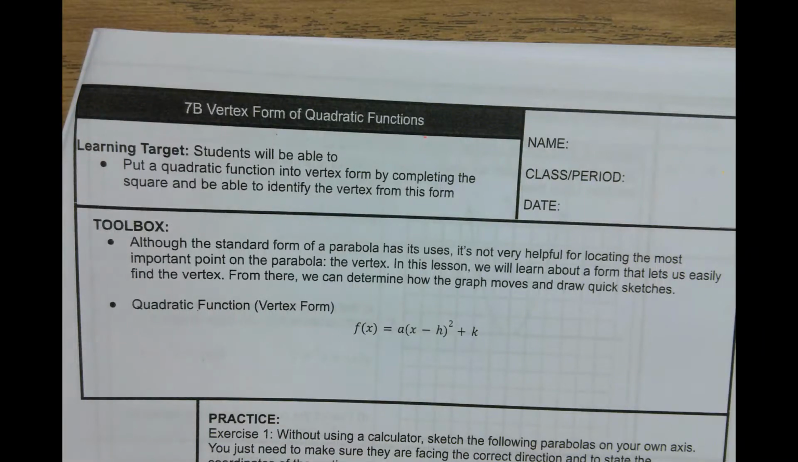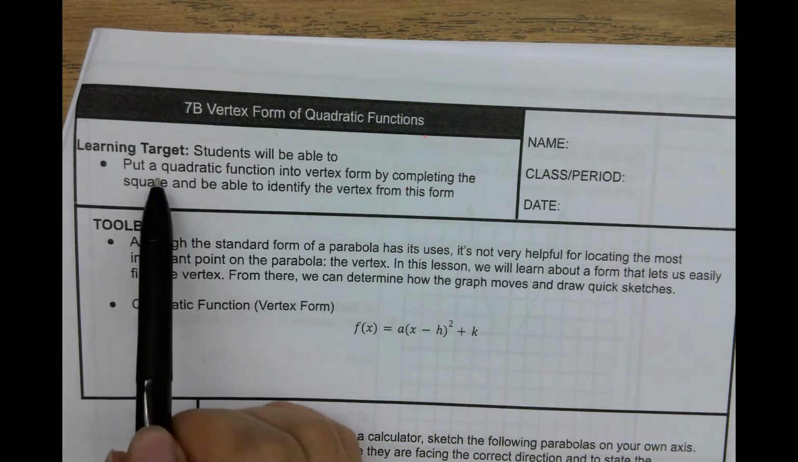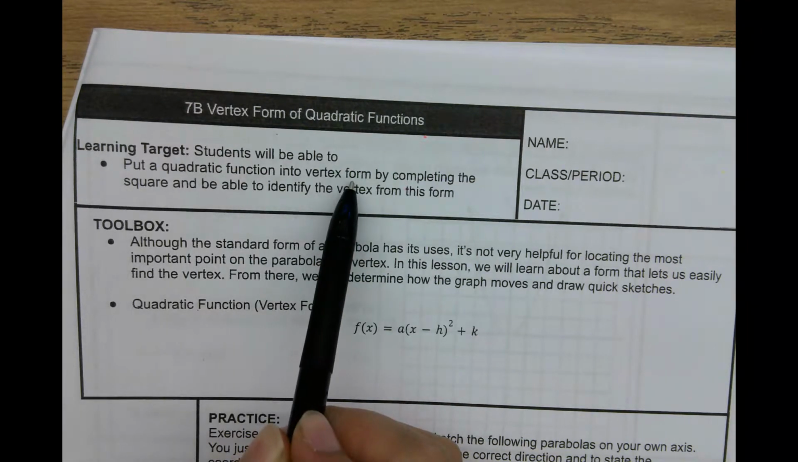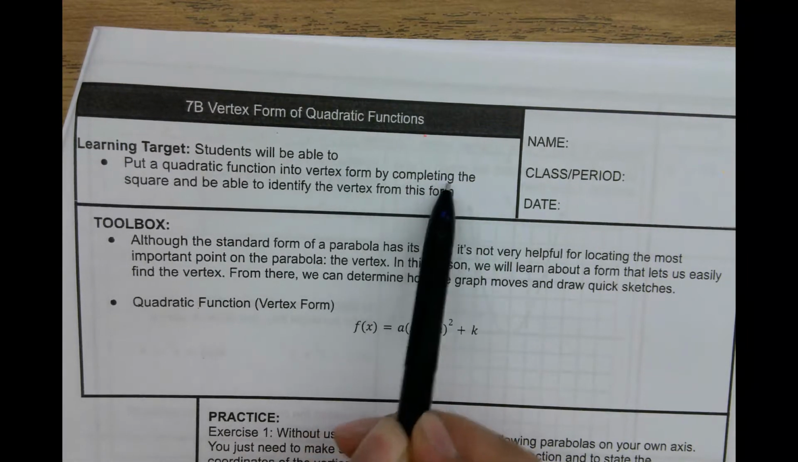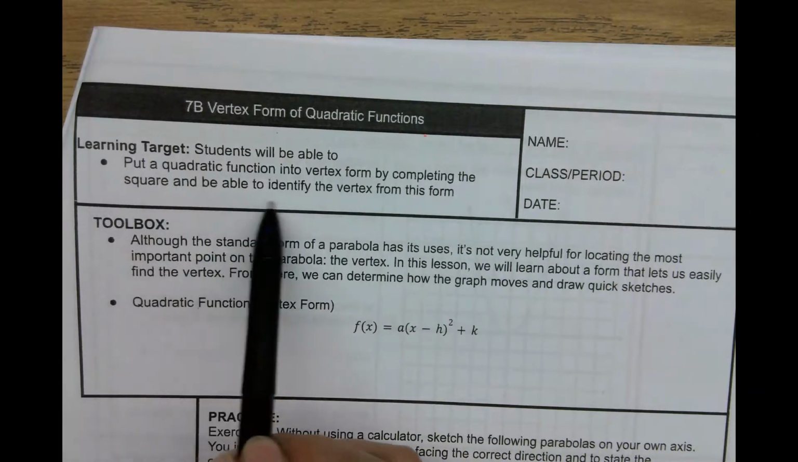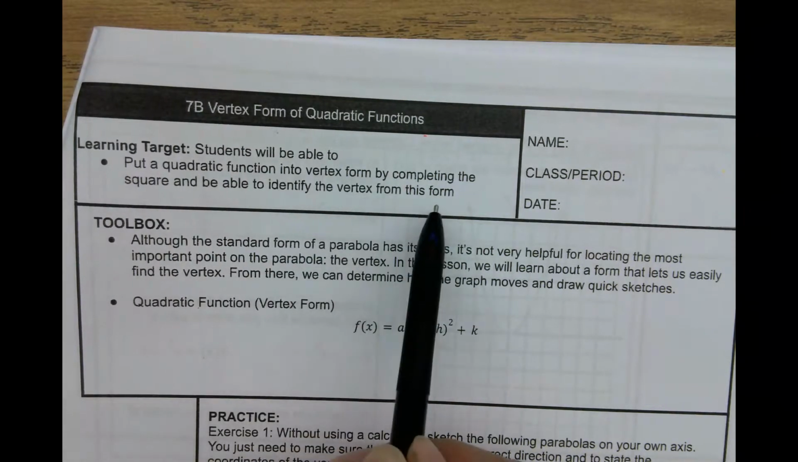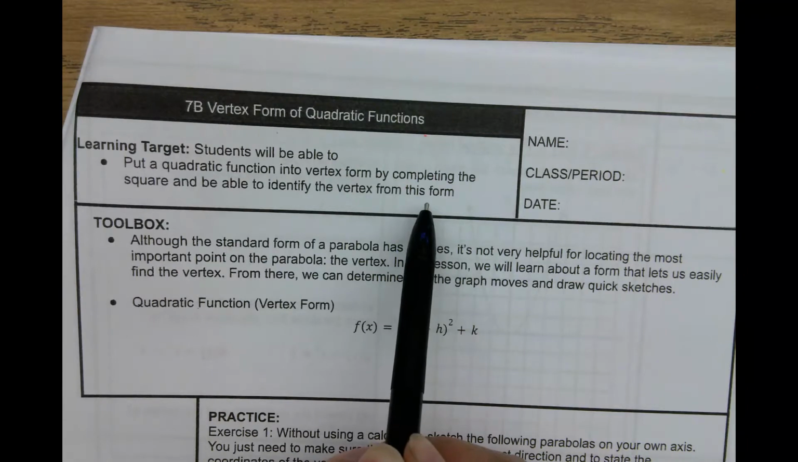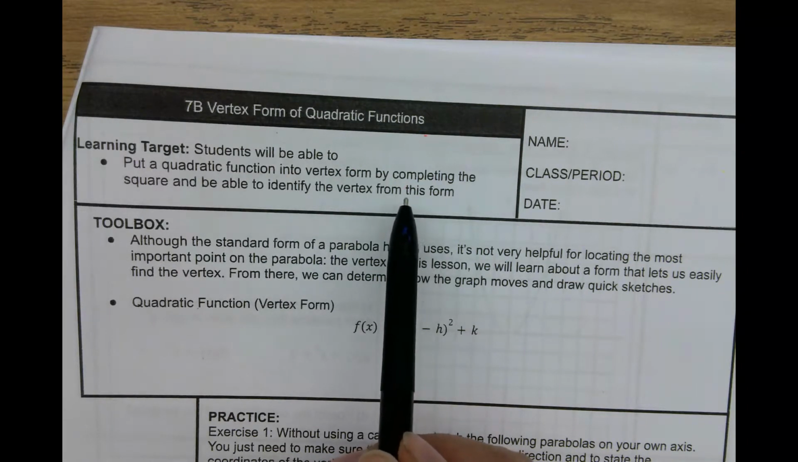Guys, so today we're starting on 7b, which is the vertex form of quadratic functions. We've already learned the standard form of a quadratic function. By the end of this learning target, you should be able to put a quadratic function into vertex form by something we call completing the square. You should be able to identify the vertex in vertex form, and you should be able to graph it and identify key features like we did before.